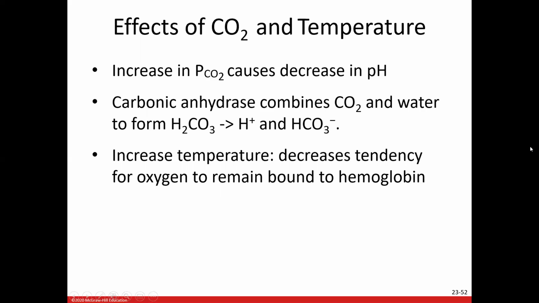Then with temperature, when we increase temperature, it has a tendency to lower the ability of oxygen to remain bound to hemoglobin. Similar idea to your acidity level. So when you increase temperature, you're changing the shape a little bit of the hemoglobin protein, and ultimately that makes it less efficient at binding oxygen.